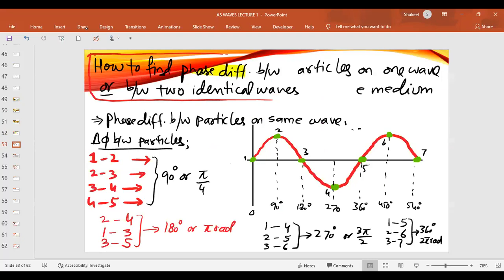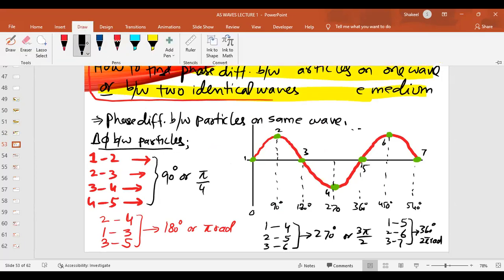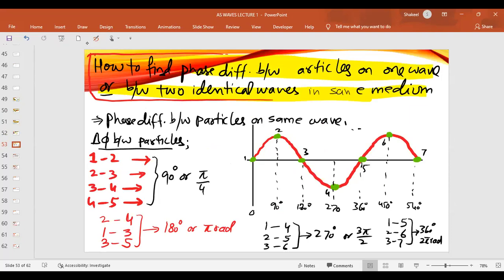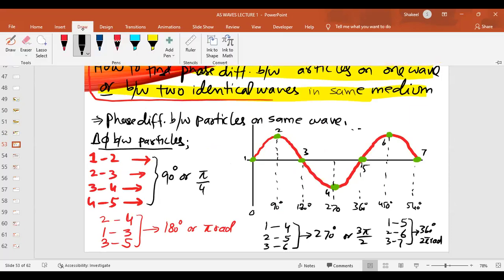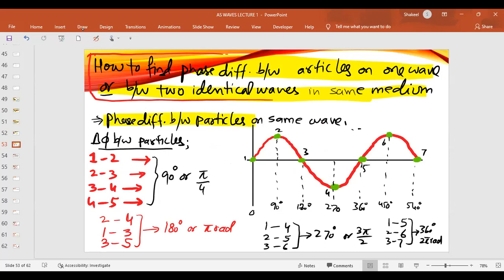How is this important? How to find the phase difference between particles on a wave or between two different waves in the same medium. Okay, so first we have to see the phase difference between particles on the same wave.